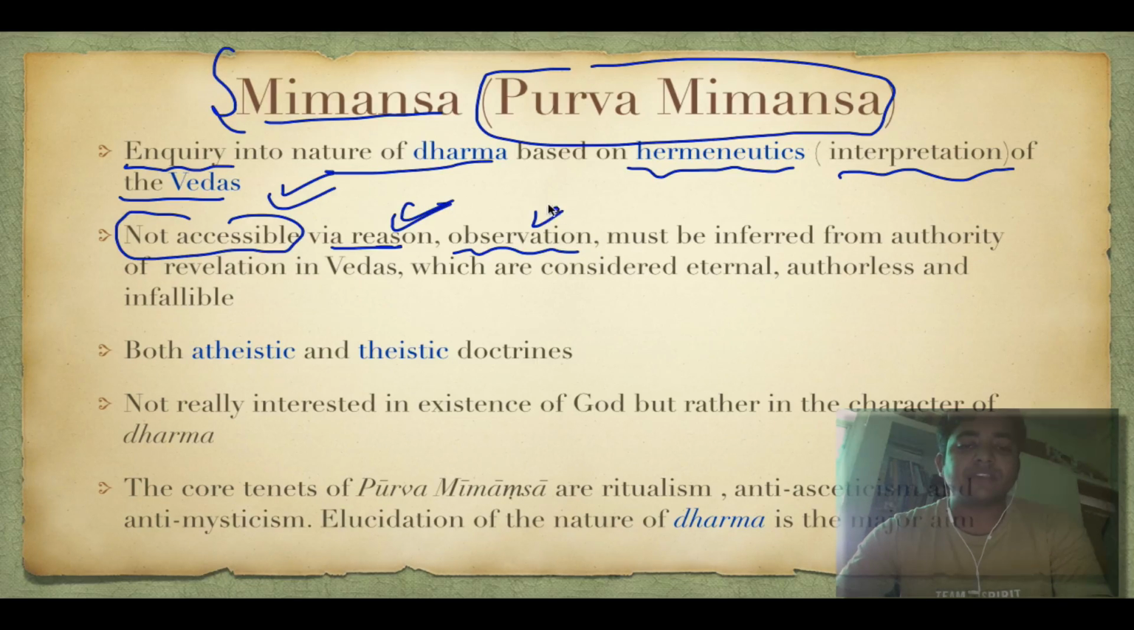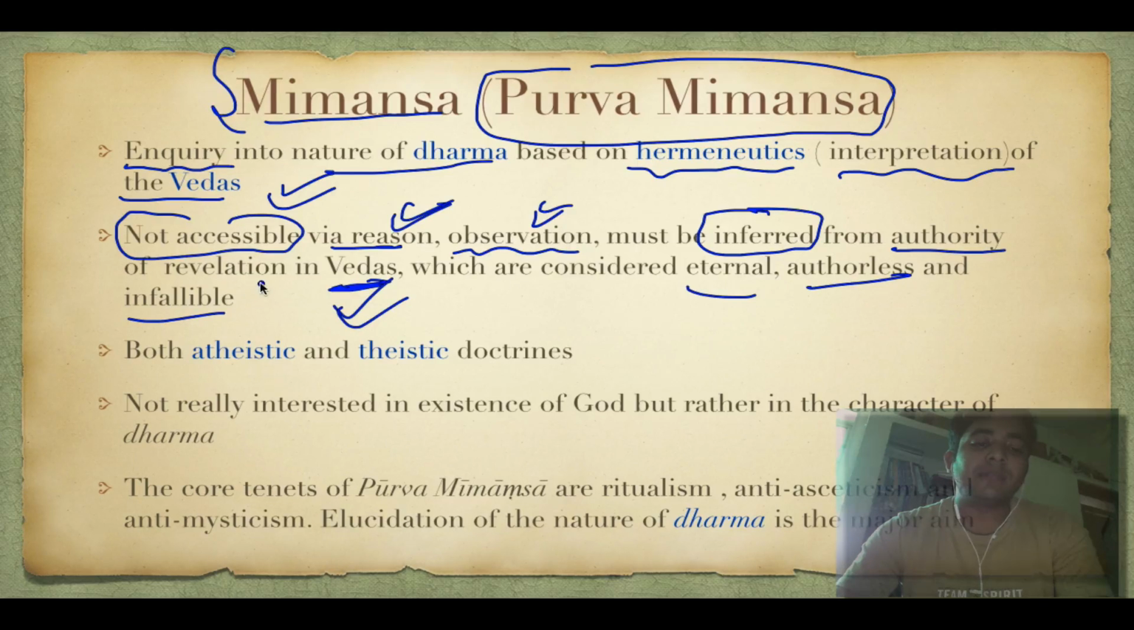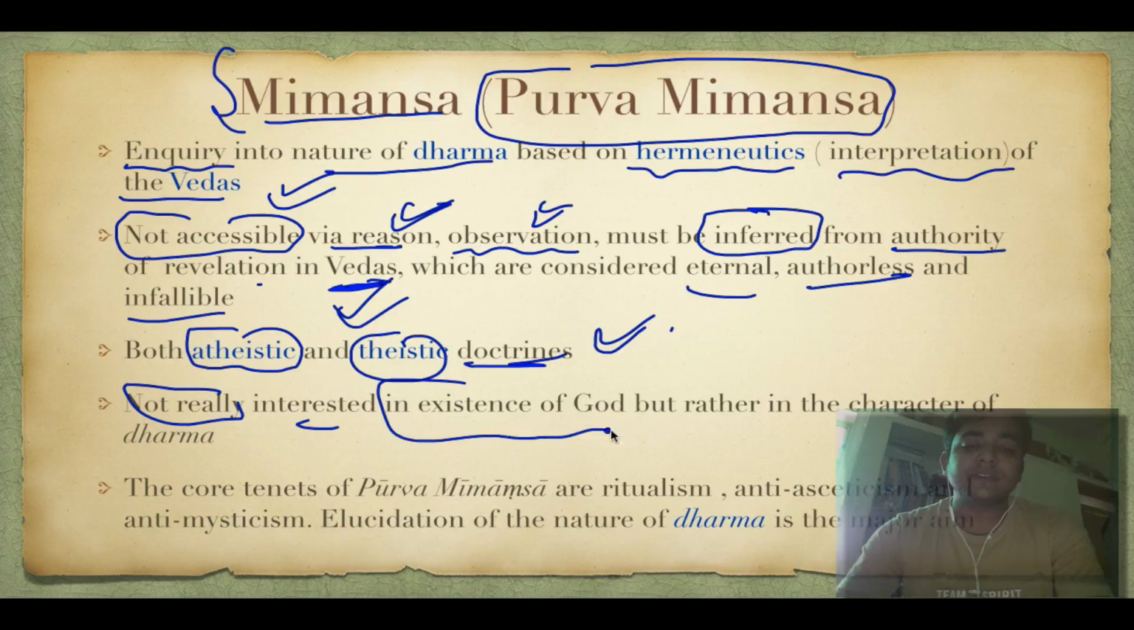Not accessible via reason or observation. So it must be inferred or concluded from the authority of the Vedas. What is revealed in them is eternal, they are authorless, and they are infallible. That is, they cannot be questioned. Both atheistic and theistic tendencies are available, so that's not an issue. They are not really interested in the existence of God, but rather in the character of dharma.